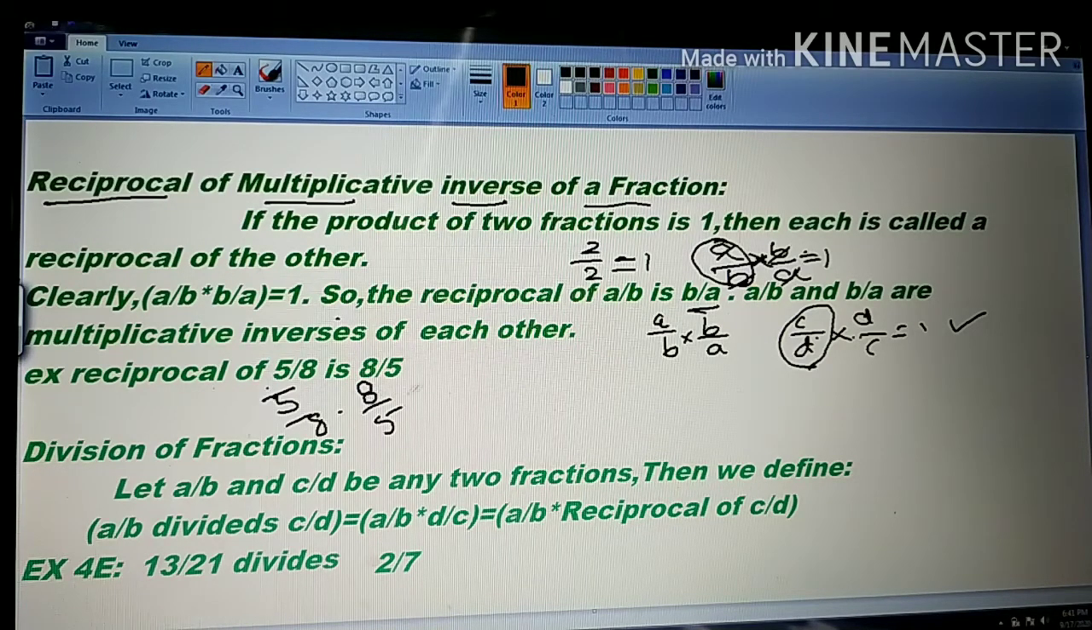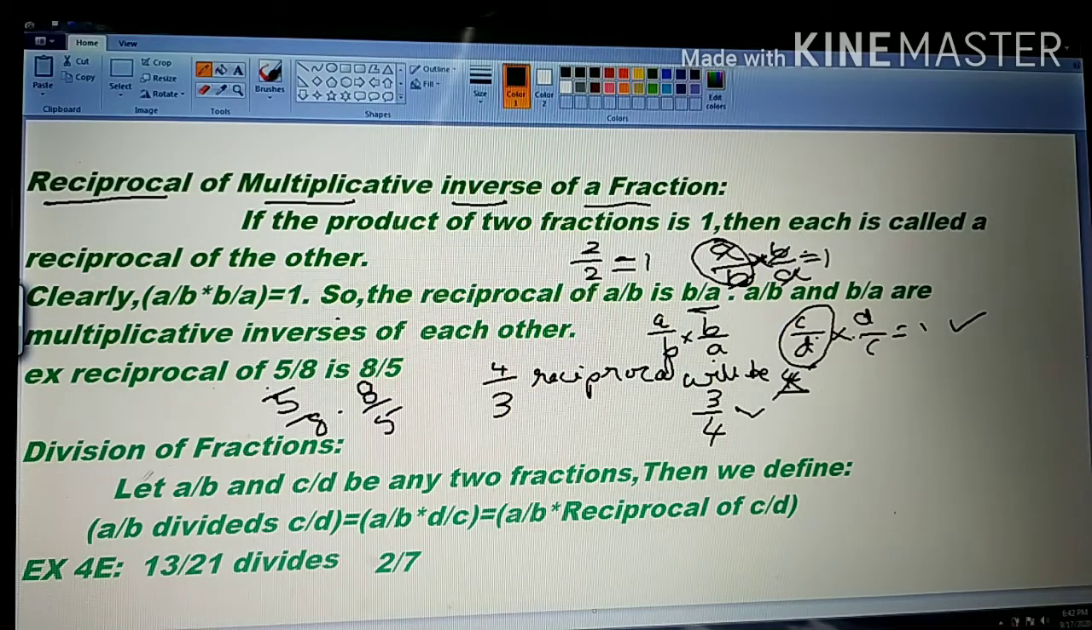Just reverse the given fraction. Numerator as denominator, denominator as numerator, you have to write. Okay. So if I take 4 by 3, the reciprocal will be 3 by 4. Just write the denominator as numerator and the numerator as denominator. Just reverse the given fraction, then you will get the reciprocal of the given fraction.